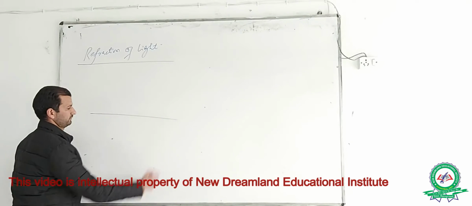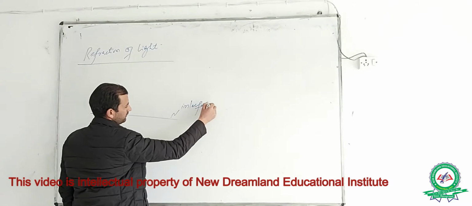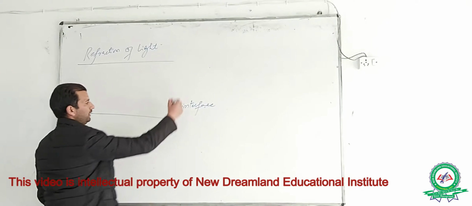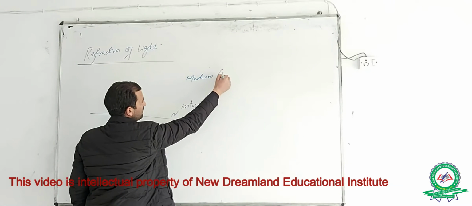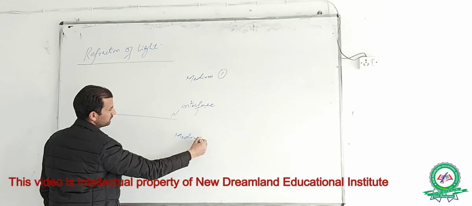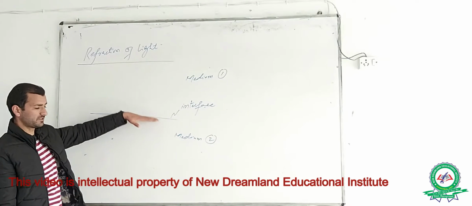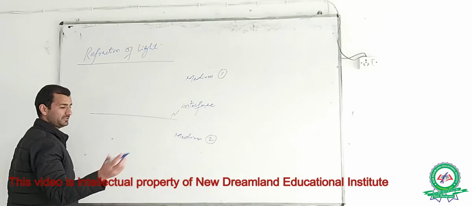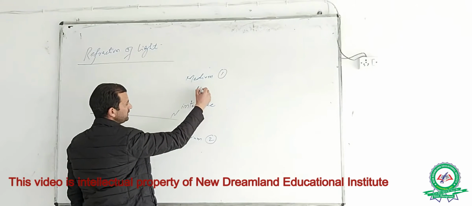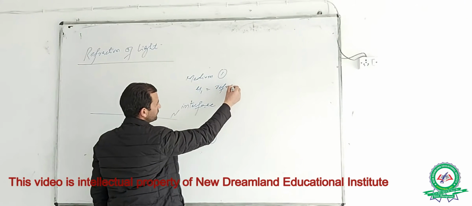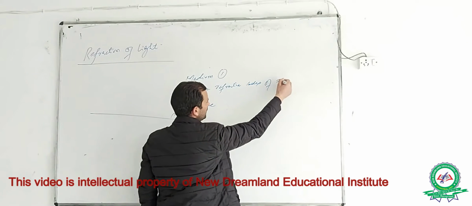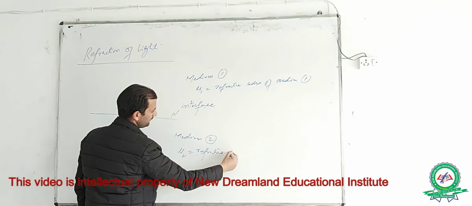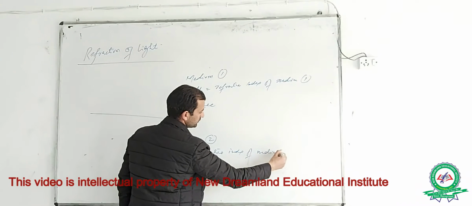So here's the interface. By interface we mean the surface that separates the two transparent media. Here is medium 1 and this is medium 2, and this is the interface, the surface, the boundary that is separating medium first and medium second. Let the refractive index of medium 1 be mu1, and mu2 is the refractive index of medium 2.